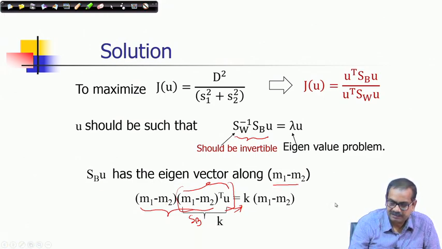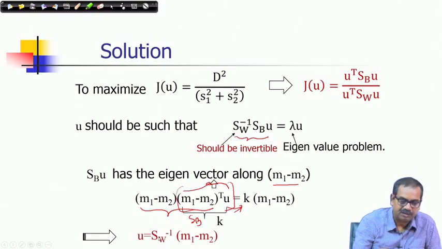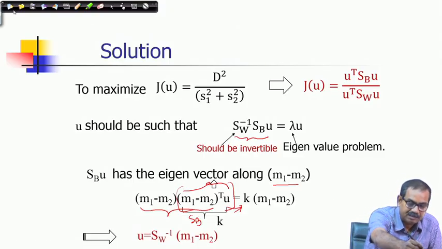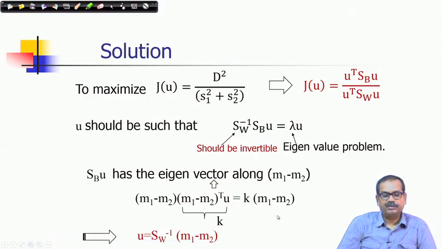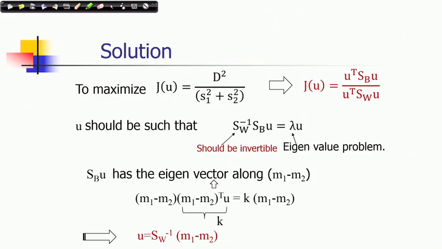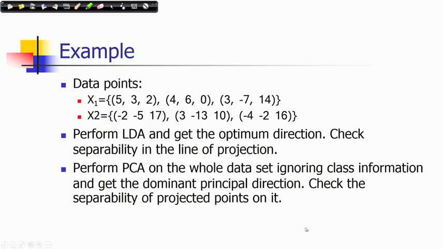So, in that case, the solution of u can be considered as SW inverse into m1 minus m2. That is your solution, and in this way you can get the direction where you get the maximum separation of projected samples. This is how the Fisher's linear discriminant works. So, let me explain it with respect to an example.